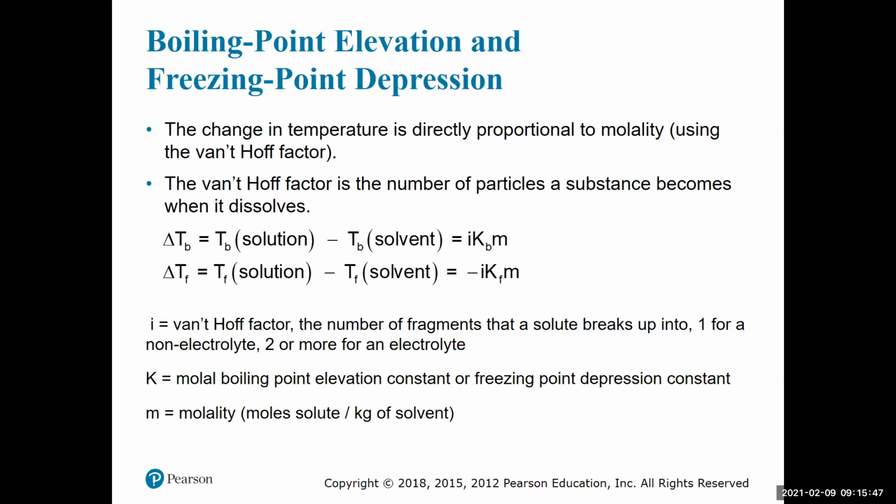So in our formula, we get that change in temperature, delta TB or delta TF, depending on if we're looking at boiling points or freezing points. The formulas are pretty much the same. It's that Van Hoff factor, which is dependent upon how the solute behaves in the solution. Is it an electrolyte or not? There is this K value, which is a molal boiling point elevation or freezing point depression constant. Those are values that you would have to be given or look up in a table.